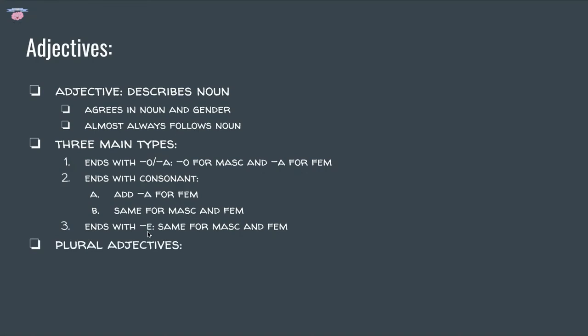Okay, plural adjectives. To pluralize adjectives, you add s if it ends with a vowel and add es if it ends with a consonant. Same for nouns.